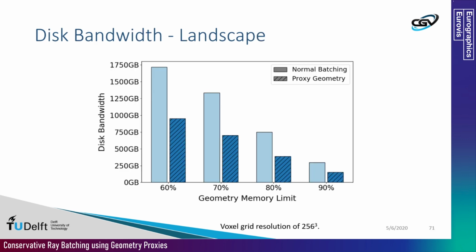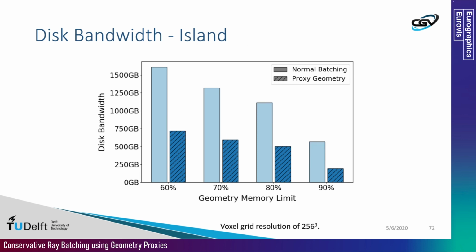With regards to the disk bandwidth, we measure a 40% reduction in the bandwidth for the landscape scene. We measured the disk bandwidth at different geometry limits, where the percentage indicates the size of the geometry cache relative to the size of the scene. For the island scene, which is larger and more geometrically complex, we see an even bigger saving.